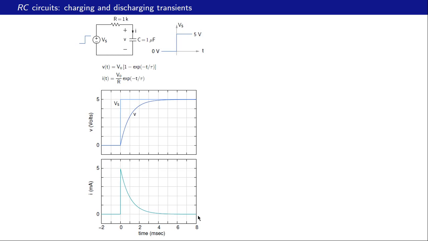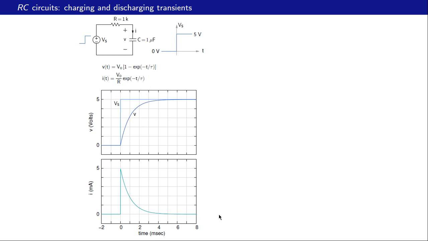What about the current? The current is given by this expression. At t equal to 0 plus, this term is 1, and therefore the current is V0 by R. Our V0 is 5 volts, R is 1K. So this number is 5 volts divided by 1K, or 5 milliamps. And that is what we observe over here. At 0 minus, the current is 0. At 0 plus, it is 5 milliamps. As t tends to infinity, this term goes to 0, and therefore the current is expected to go to 0. And that is indeed what we observe over here.